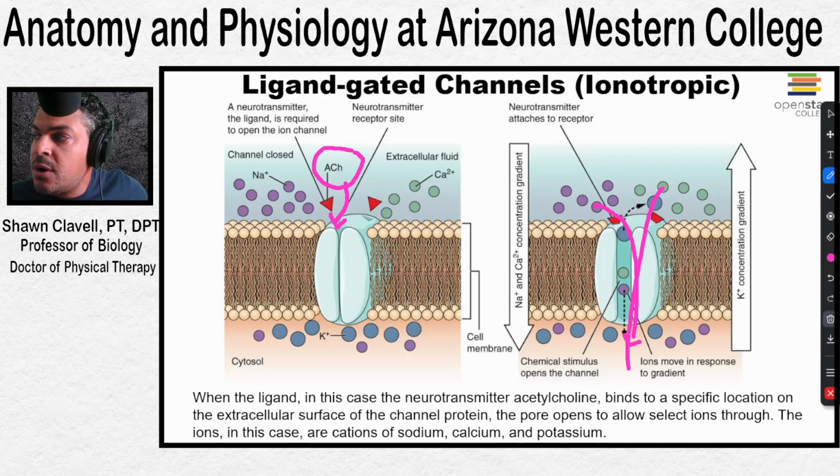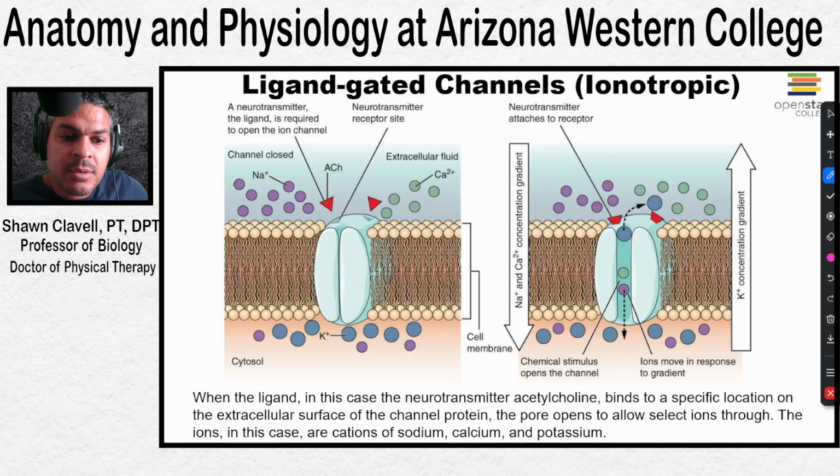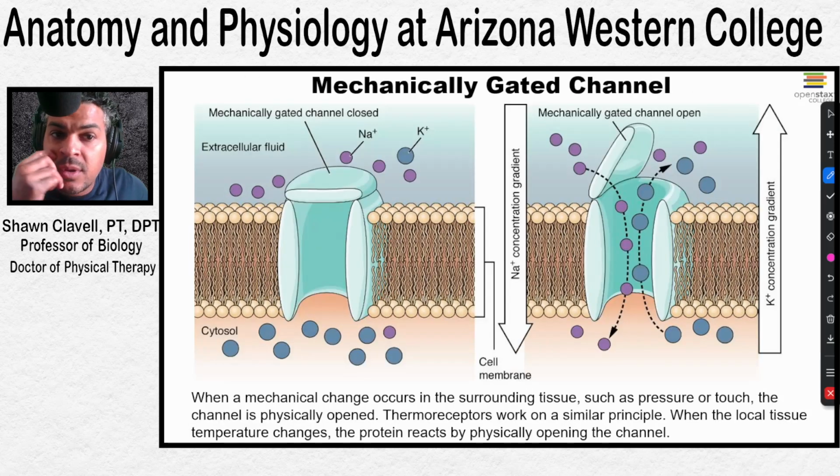Similarly, there are mechanically gated channels, and so the neurons send a signal to the brain for sensory. When mechanical changes happen, when I press on my finger here, that deforms the cell membrane of the sensory neurons, and so that signal will then open channels, allowing for the free flow of ions as well. And again, they're going to move towards their concentration gradient.